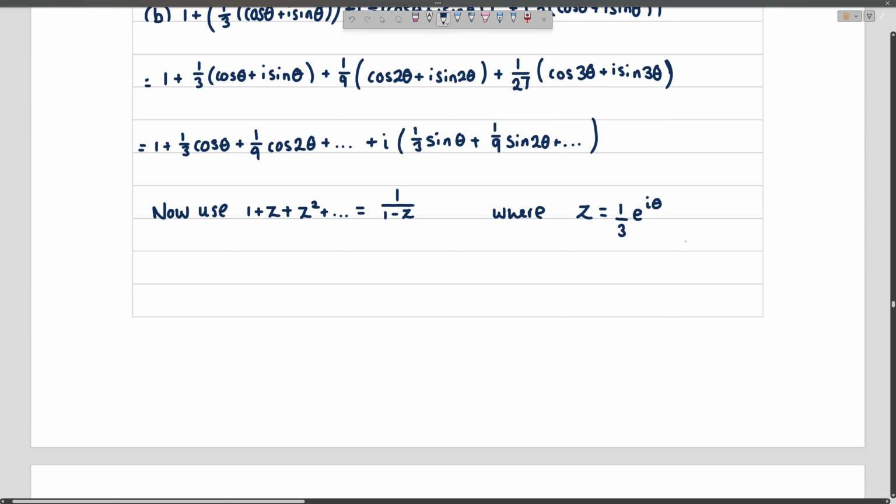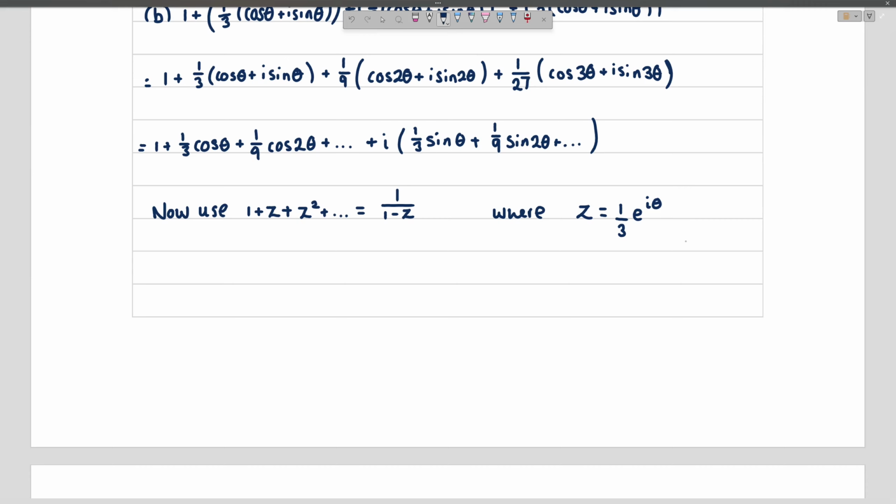So what do we have here? I've got 1 all over 1 minus z, which is equal to 1 all over 1 minus 1 over 3 e to the i theta. So this is just 1 minus z, where z is 1 over 3 e to the i theta.